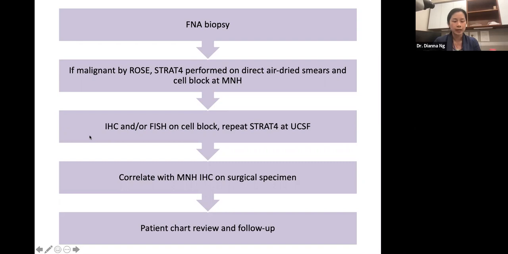So samples were collected for immunohistochemistry, and that was done at UCSF. We also correlated with the immunohistochemistry done at MNH on the mastectomy specimens when available. And then we also collected data from a patient's chart and also did some clinical follow-up to collect data on treatment as well as vital status.